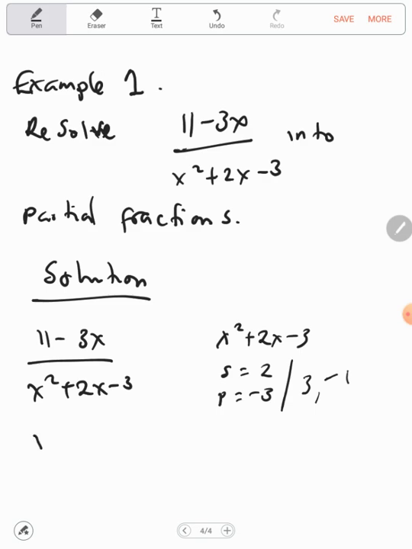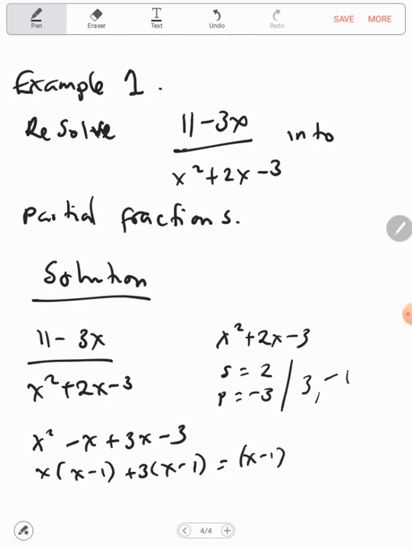Okay, so our denominator therefore becomes x squared minus x plus 3x minus 3. So x times x minus 1 plus 3 times x minus 1. This then gives you x minus 1 and x plus 3. So this is the value that we get when we factorize our denominator. So we now put in 11 minus 3x and we put our denominator there.